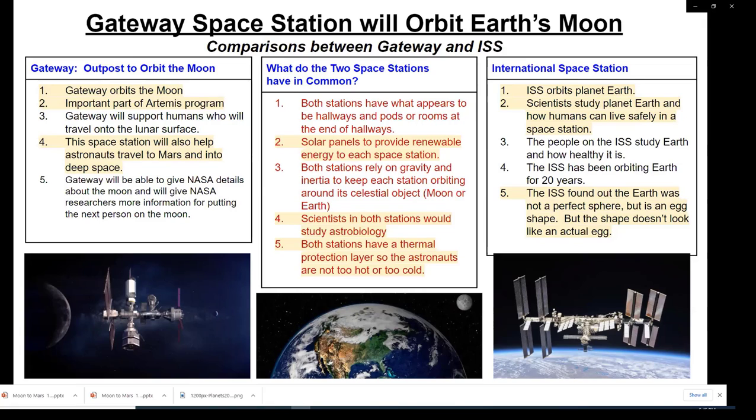Scientists in both stations would study astrobiology, and both stations have a thermal protection layer so the astronauts are not too hot or too cold.